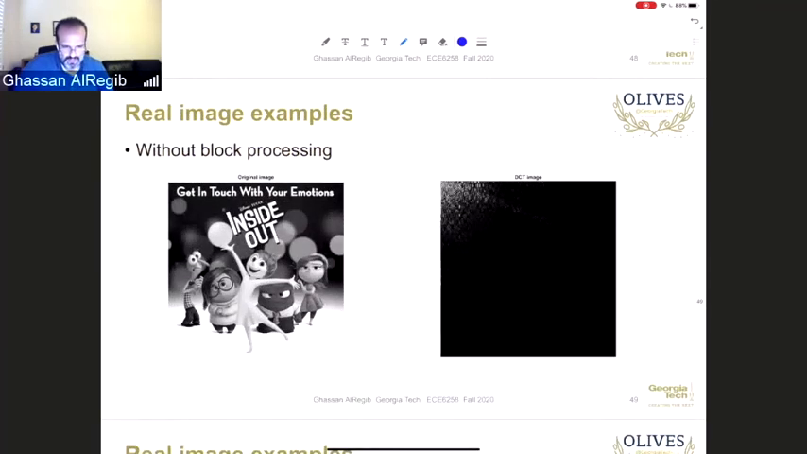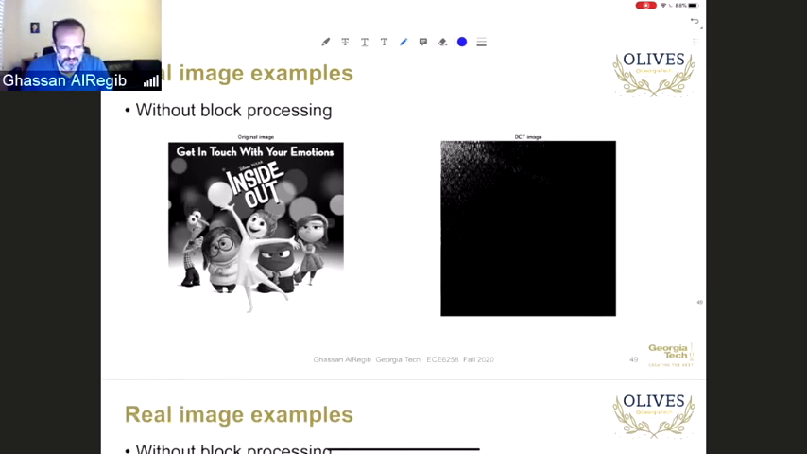Before that, I just have some examples. Again, you can see some of my former students, they love certain movies. If you take this image and you apply the DCT to the image, the way we are showing the DCT image in here, this is 0 and 0, and this is the highest frequency.